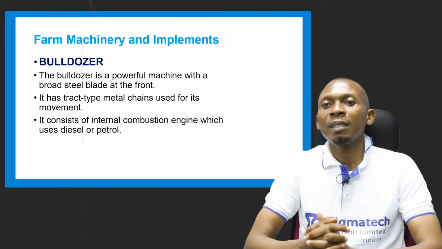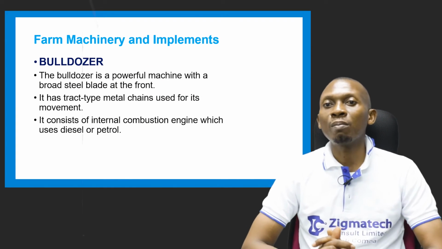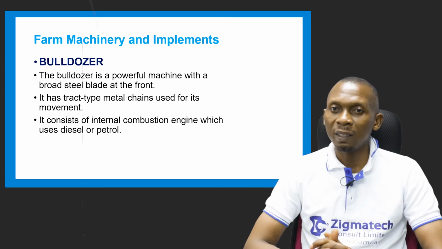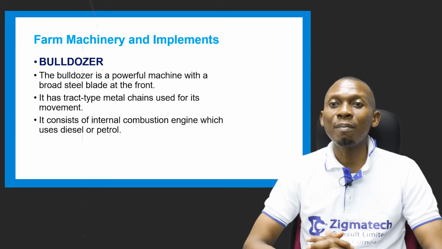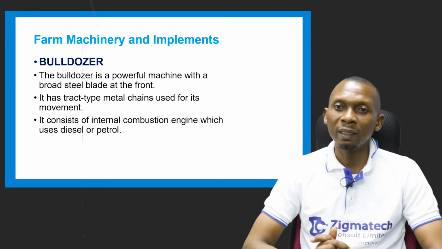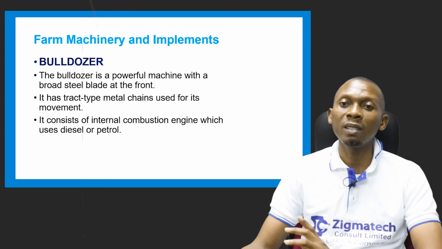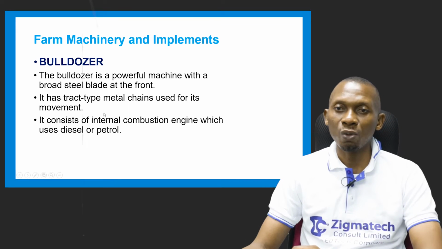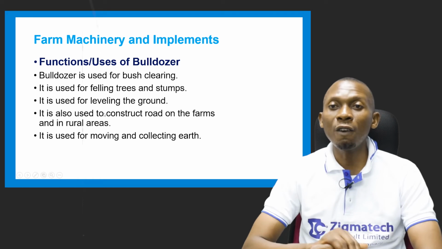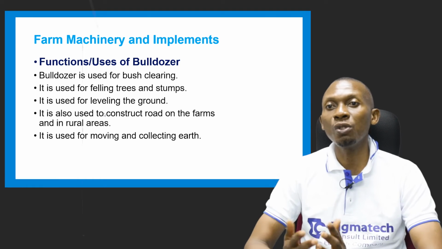So the bulldozer is a powerful machine with a broad steel blade at the front. And they say it has track-type metal chains which are used for movement. It consists of the internal combustion engine, which uses diesel or petrol. What's the function of the bulldozer? What do you use the bulldozer for?